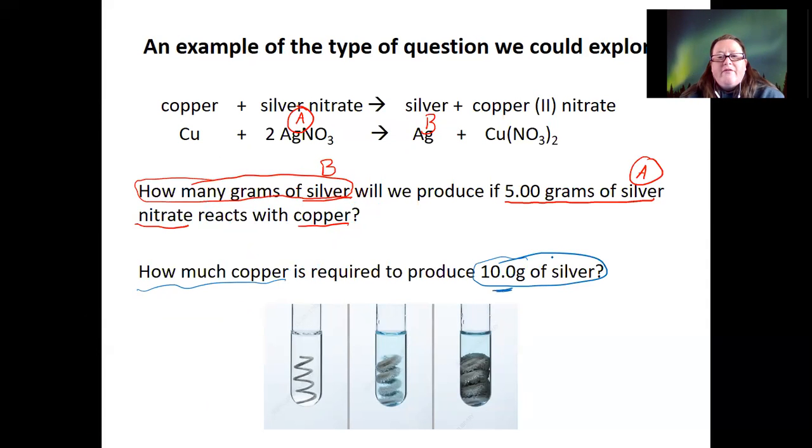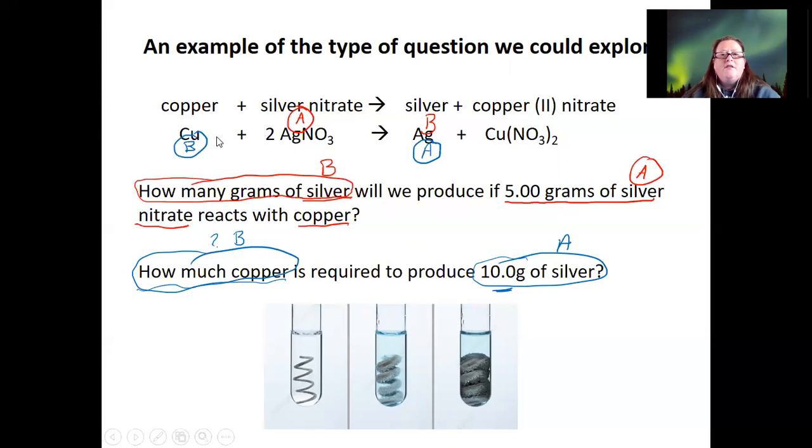I look for the number first. I know that that's my A. So in my second problem, my silver is my A. And I want to know how much copper is required, which makes copper my B. So we will practice with identifying A and B before we really jump into stoichiometric calculations.